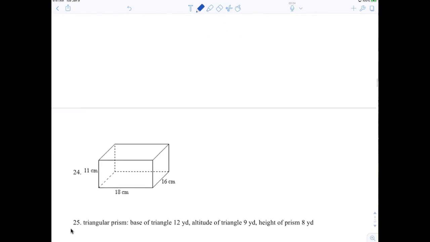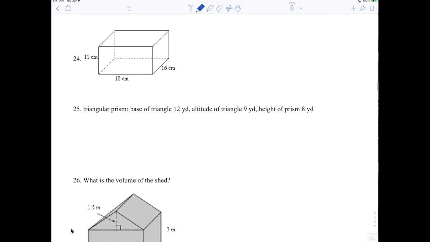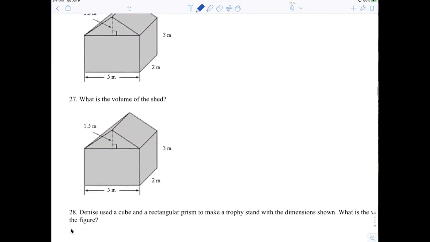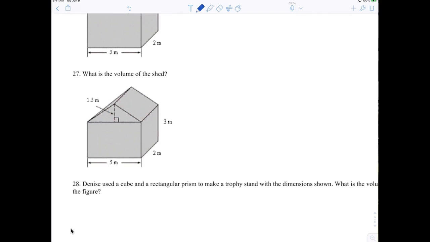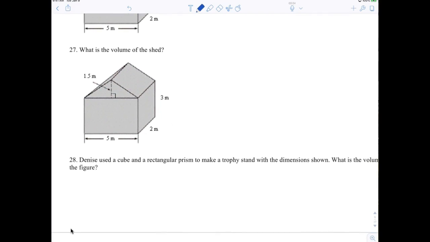All right, skip 23. Skip 24. Skip 25. All right, let's do 27. We're doing the volume. So what shapes do I have here? A triangular prism and a rectangular prism. Yes. So volume equals 1/2 BH capital H plus LWH. All right, give me the base and height of the triangle. What's the base and height of the triangle? Somebody who's thinking. What is it? 5 and 1.5. Thank you.